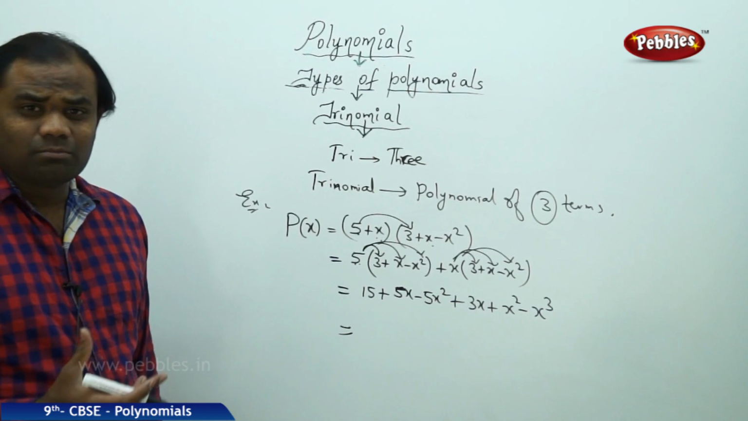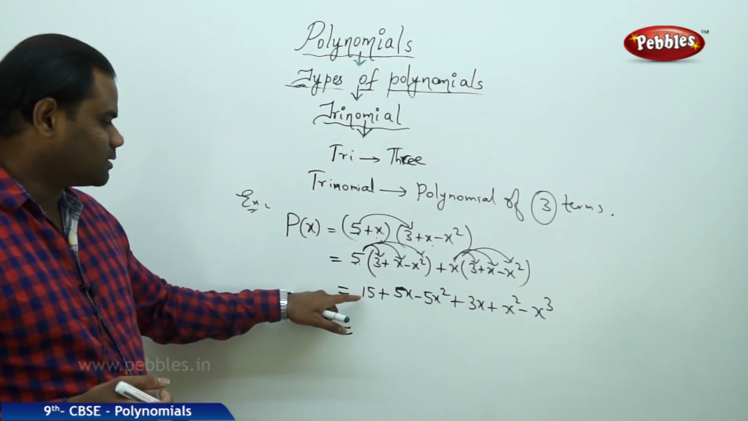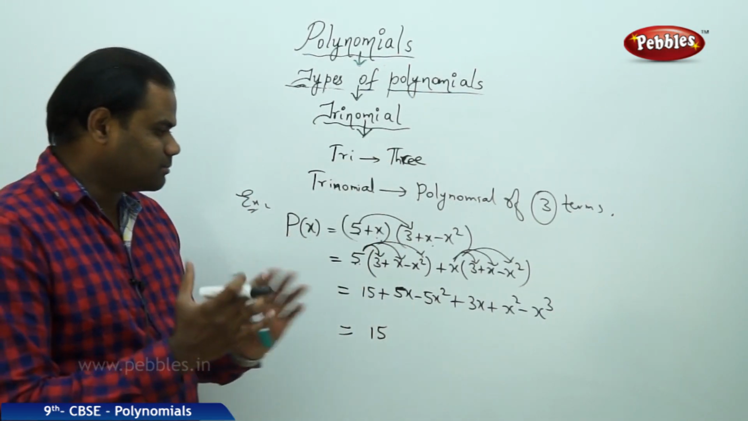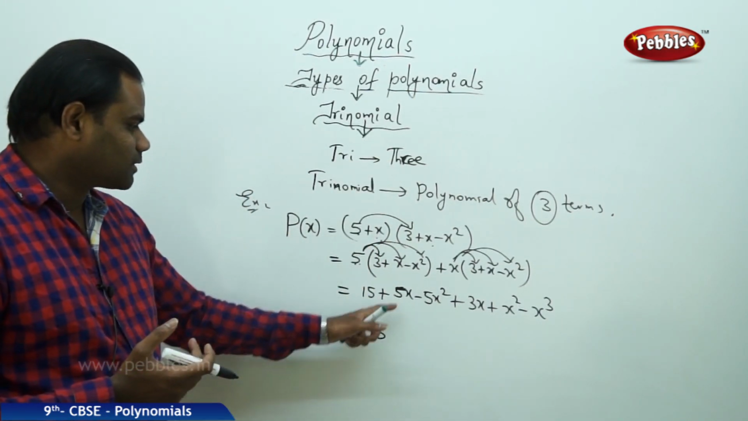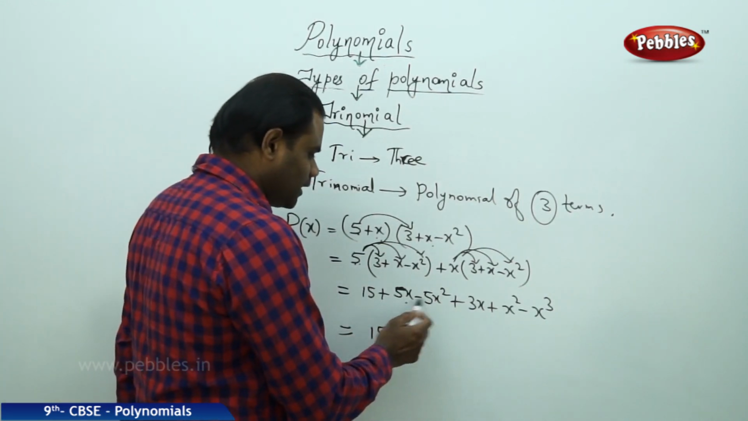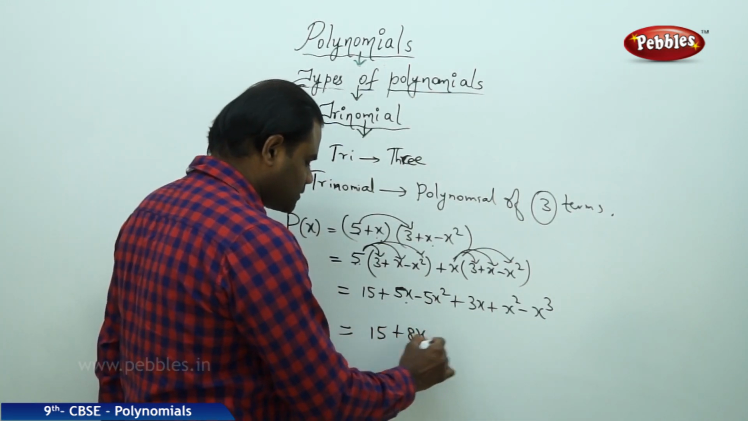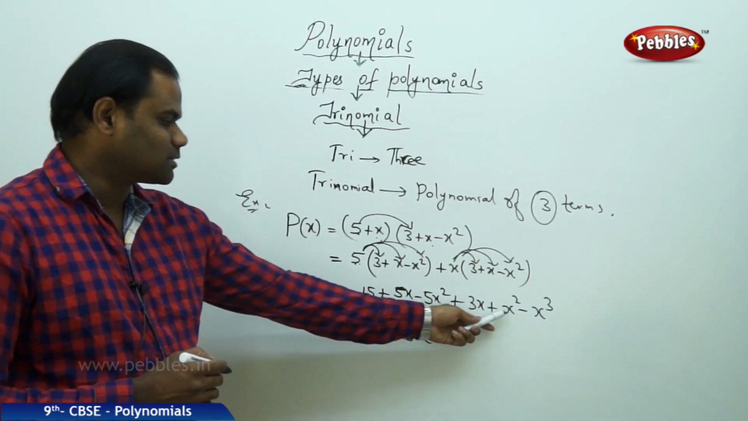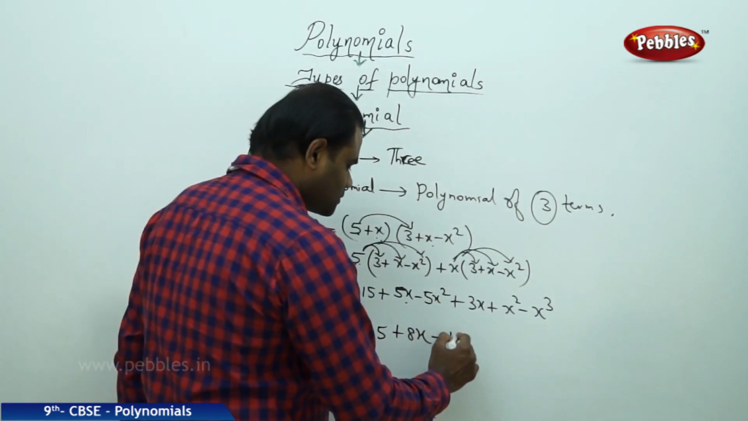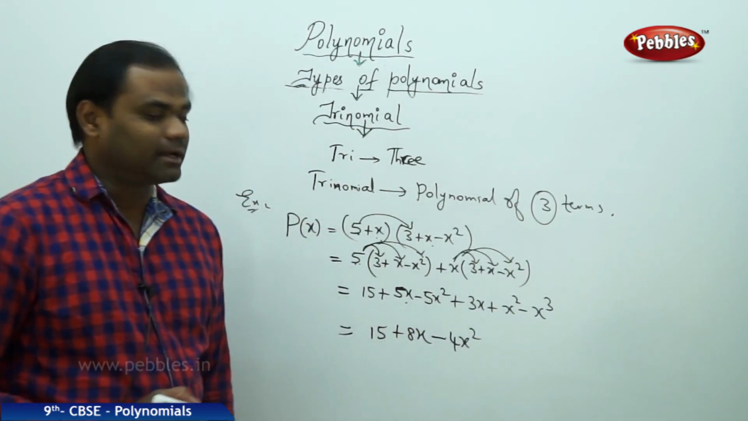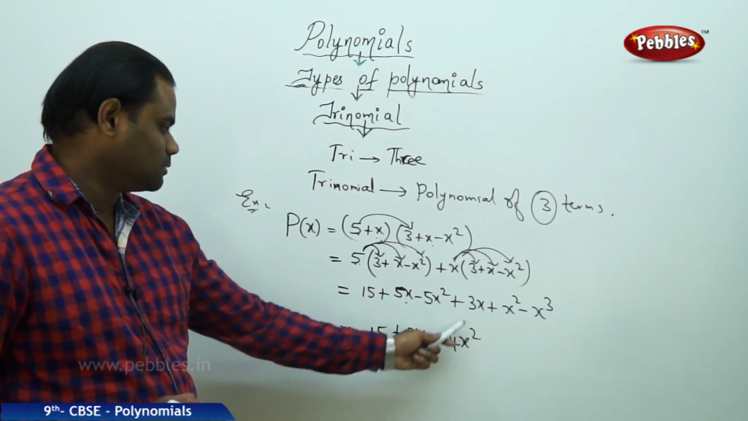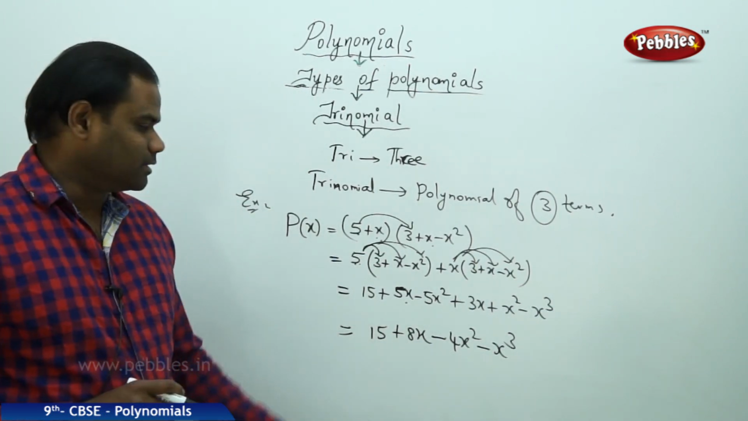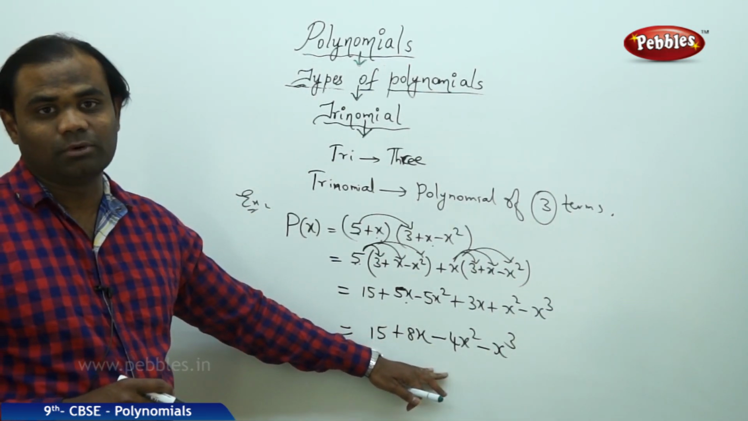As we see, this can be further simplified by taking the constant here, and then pairing all the terms in x together. I get 5x plus 3x, which is 8x, and then minus 5x squared plus x squared, which is minus 4x squared, and then minus x cubed. That's it, and I cannot simplify this further. This is the end of the polynomial.